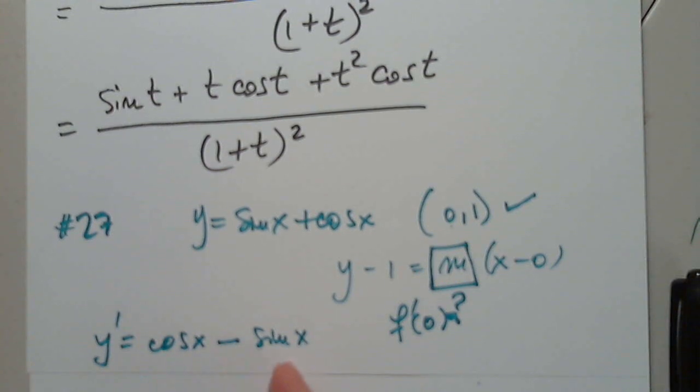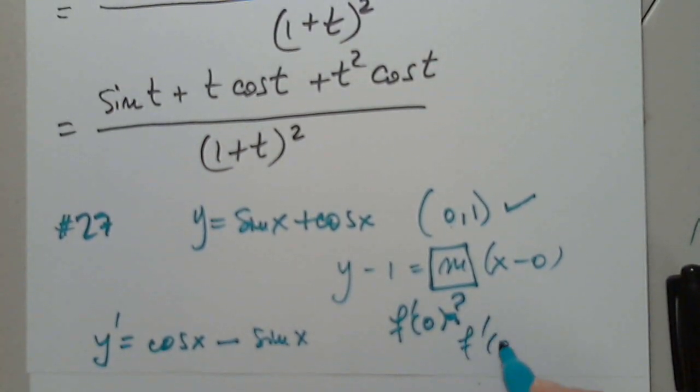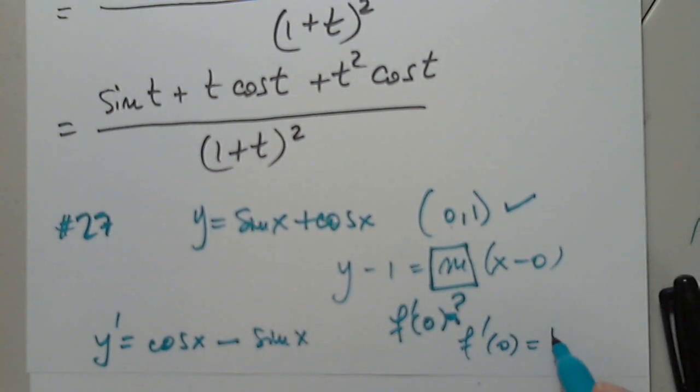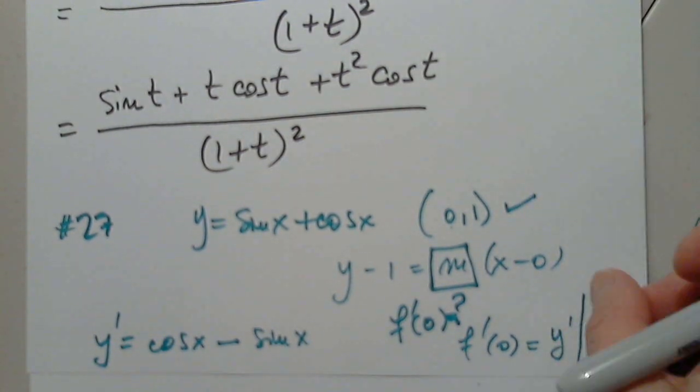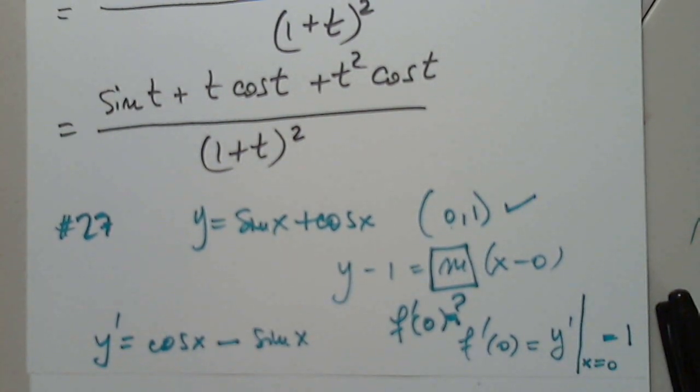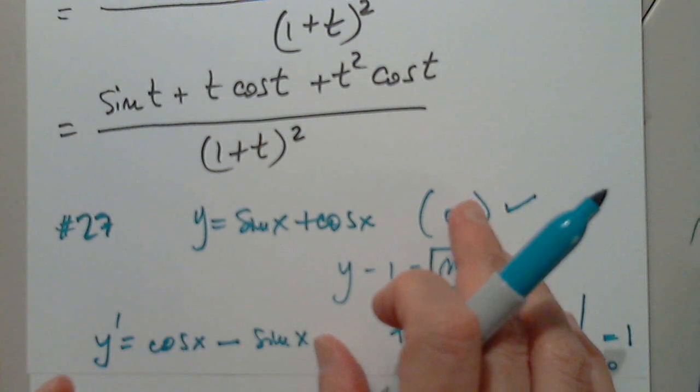Awesome. Now we want to evaluate this at 0. At 0, cosine is 1 and sine is 0. So f prime of 0, or y prime, I don't like y prime because I have to write this vertical line and put x equals 0, but we have to use it, is 1. So I have to go back and rewrite the equation.